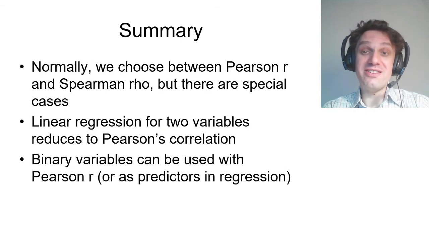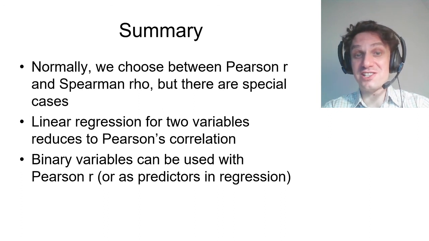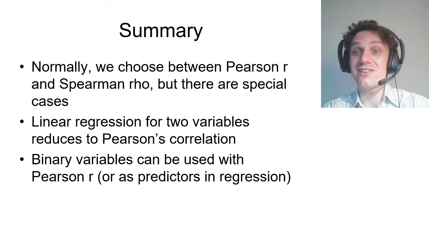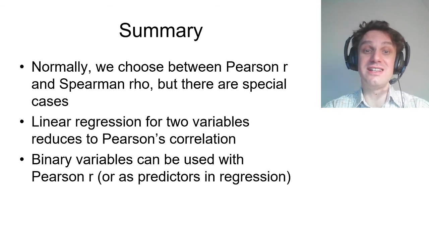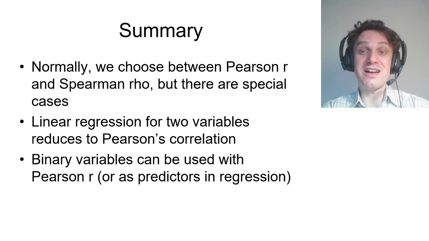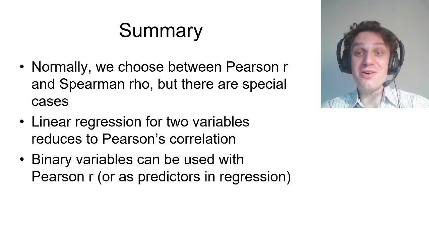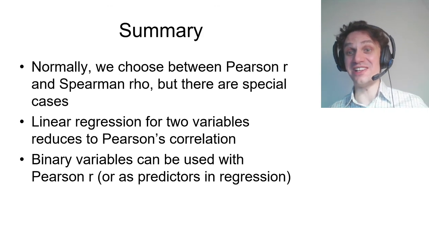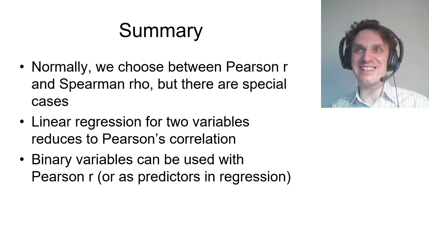So when you're interested in correlations, normally we choose between Pearson r and Spearman rho, but there are also special cases like polychoric correlation that are useful in special situations. And if you have regression for two variables, it's exactly the same as Pearson correlation. Some people don't know it, and they publish a Pearson correlation, and here is a regression of y on x. But come on, it's completely redundant.